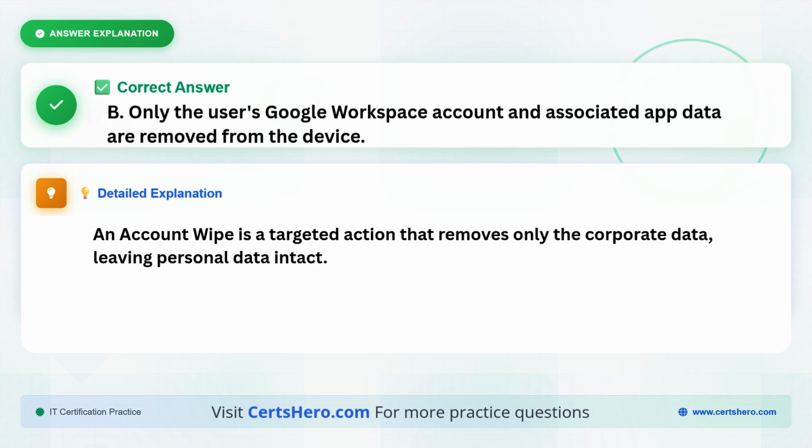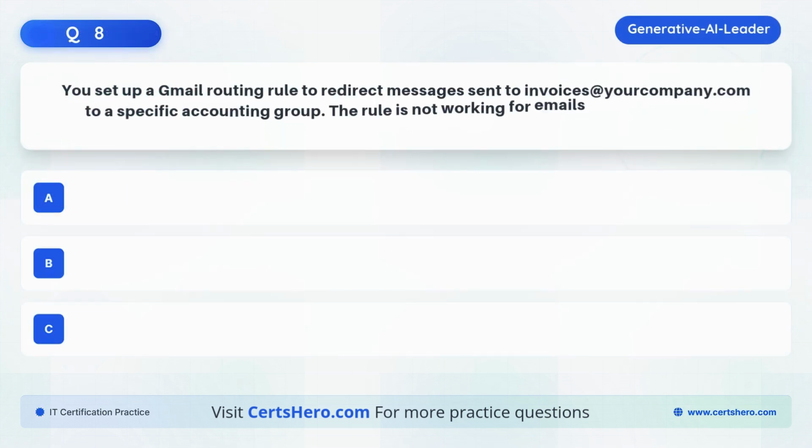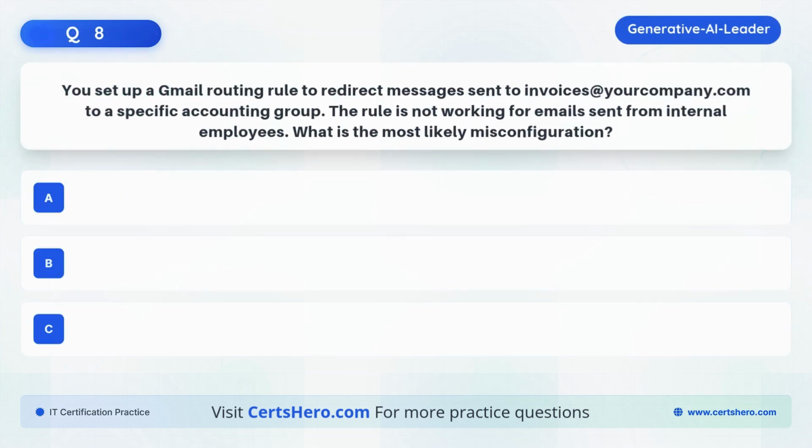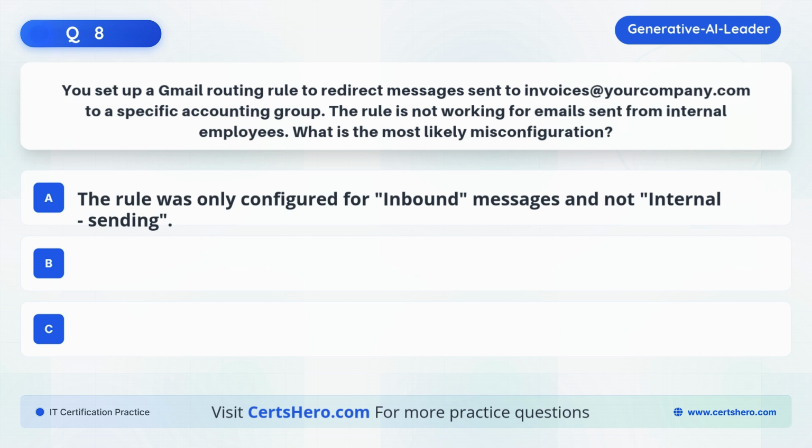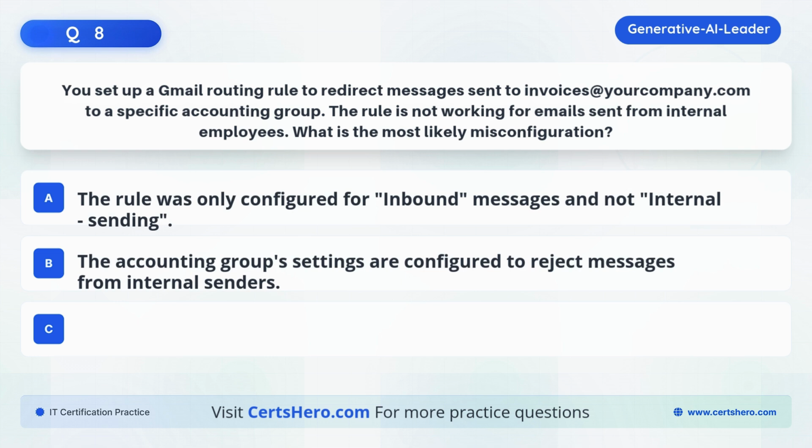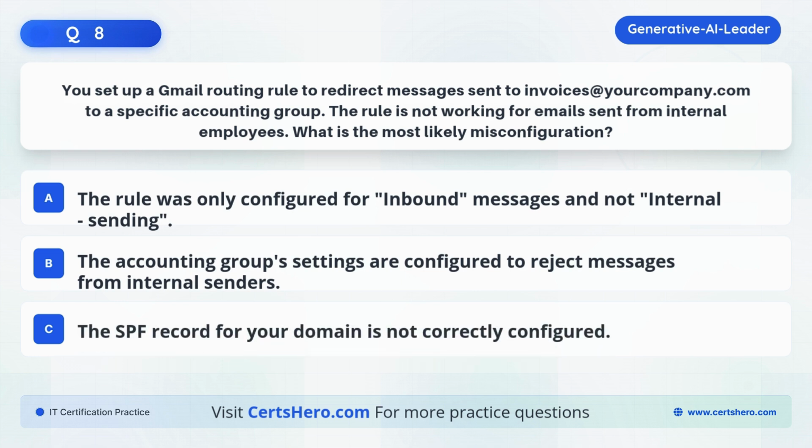data untouched. Question 8. You set up a Gmail routing rule to redirect messages sent to invoices@yourcompany.com to a specific accounting group. The rule is not working for emails sent from internal employees. What is the most likely misconfiguration? A. The rule was only configured for inbound messages and not internal sending. B. The accounting group settings are configured to reject messages from internal senders. C. The SPF record for your domain is not correctly configured.